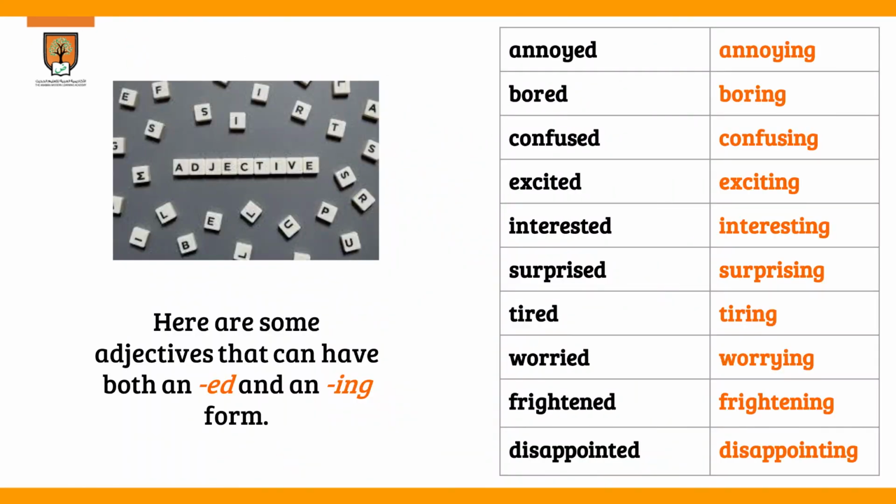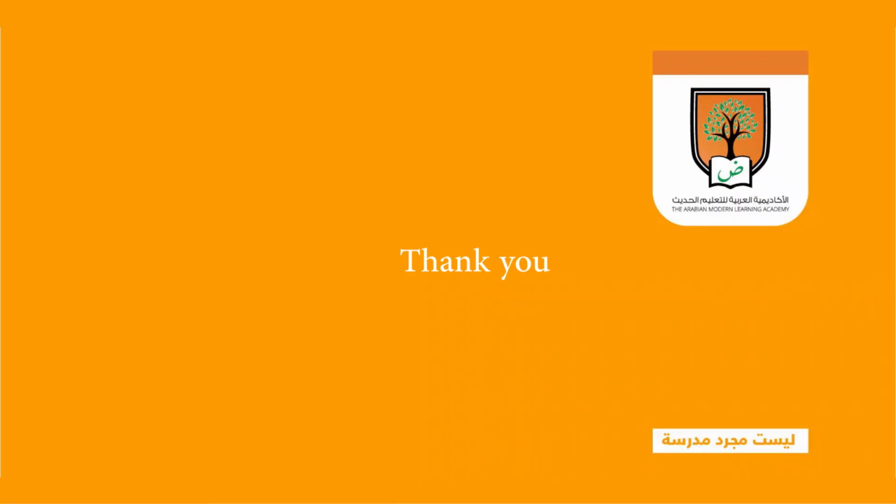Here are some adjectives that can have both an ED and an ING form. Annoyed, annoying. Bored, boring, confused, confusing, excited, exciting, interested, interesting, surprised, surprising, tired, tiring, worried, worrying, frightened, frightening, disappointed, disappointing.